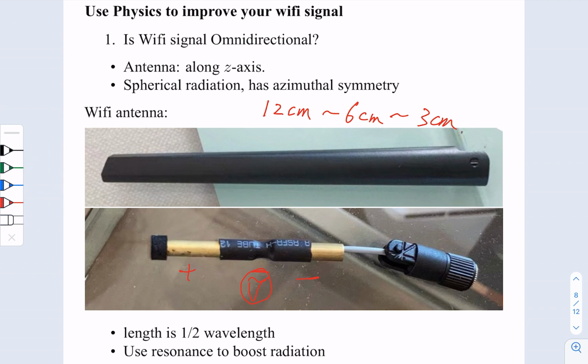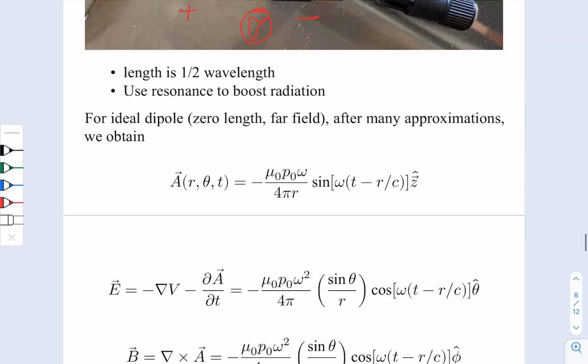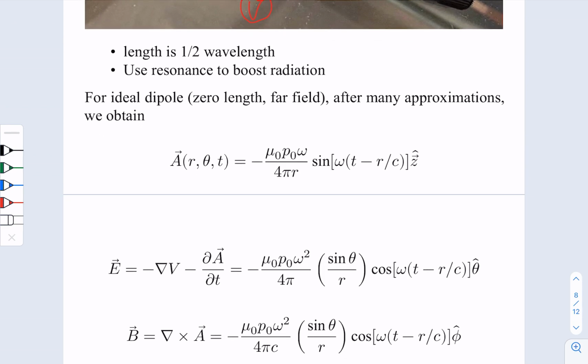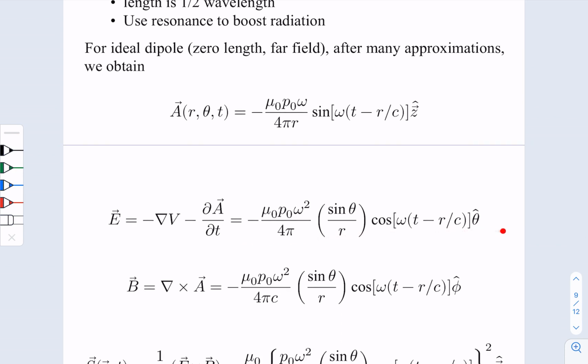So now we can do the calculation and see what the radiation looks like. From this vector field, the A field, we can obtain the corresponding electric field and magnetic field. The electric field is simply the time derivative of this vector potential. If you do this calculation, you get an expression like this, and you can also get the B field from the curl of the A field.